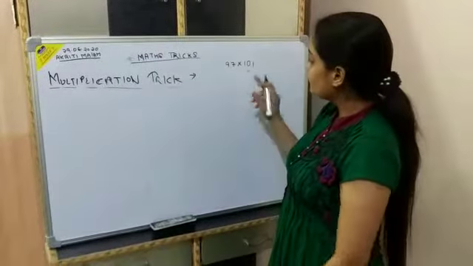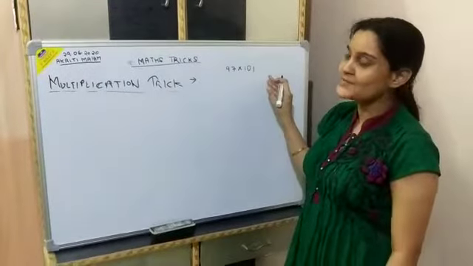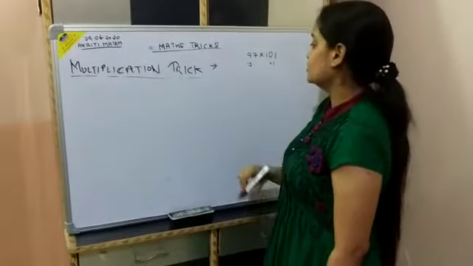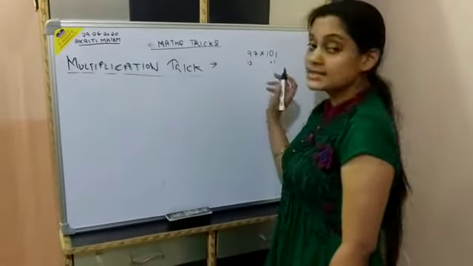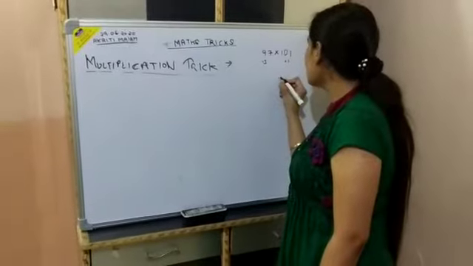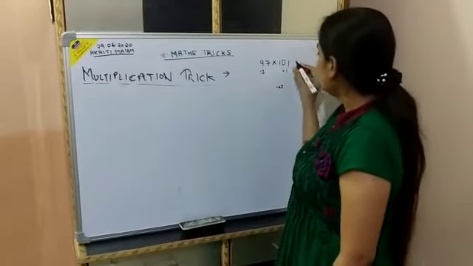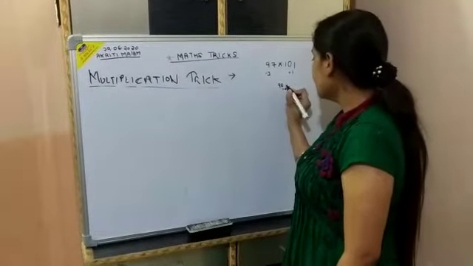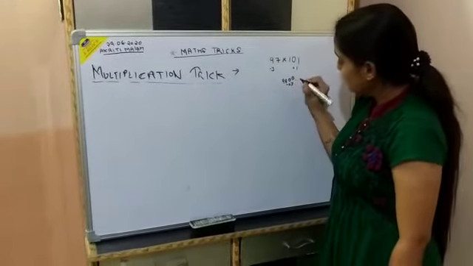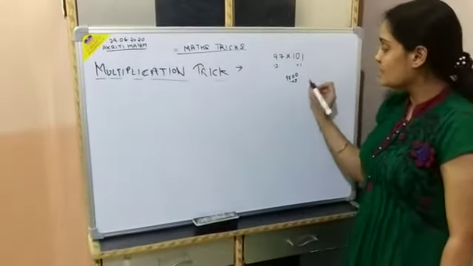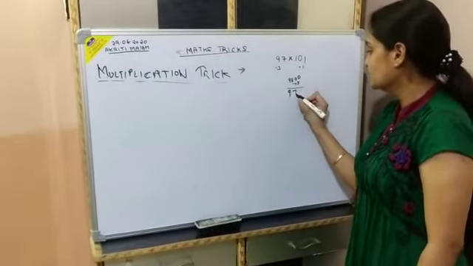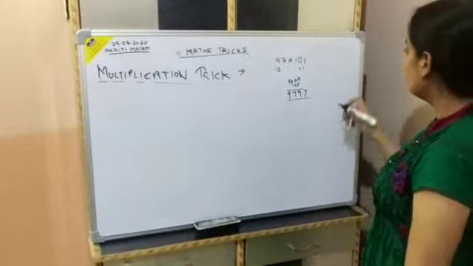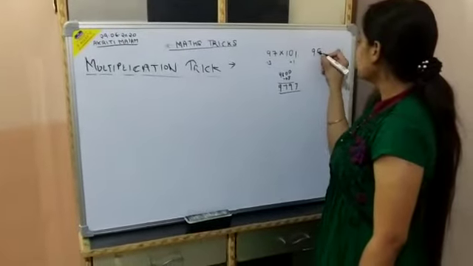So we will write 3. Technique is one number is less than 100 and the other number is more than 100. This is 3 less than 100 and this is plus 1 than 100. Now we will write 3 into 1 is minus 3. So we will write minus 03 here. Now 101 minus 3 is 98. Now the point is we will write double 0 here, because one number is negative and the other is positive. We will do 9797. Right?